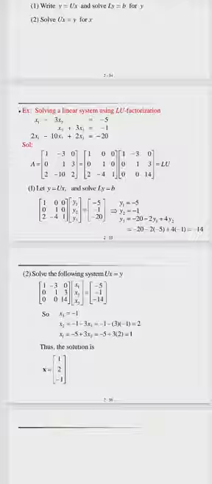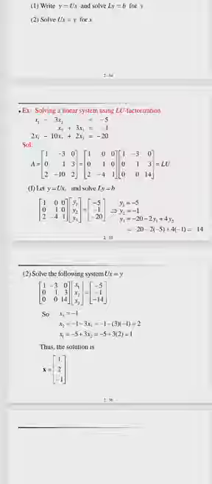where L is [1 0 0; 0 1 0; 2 -4 1] and U is [1 -3 0; 0 1 3; 0 0 14], so that A = LU.